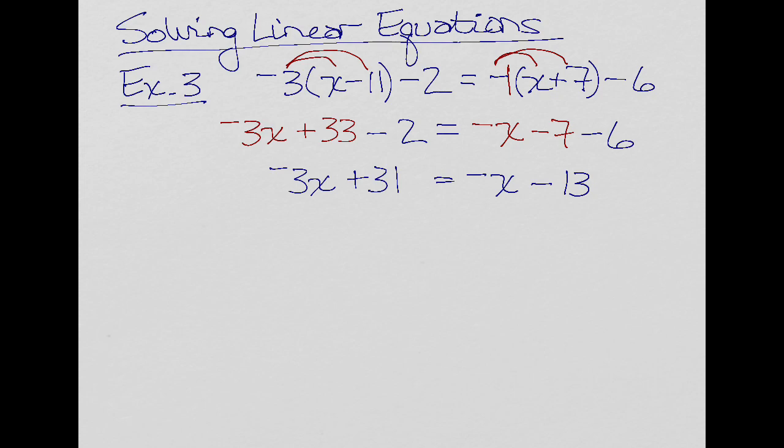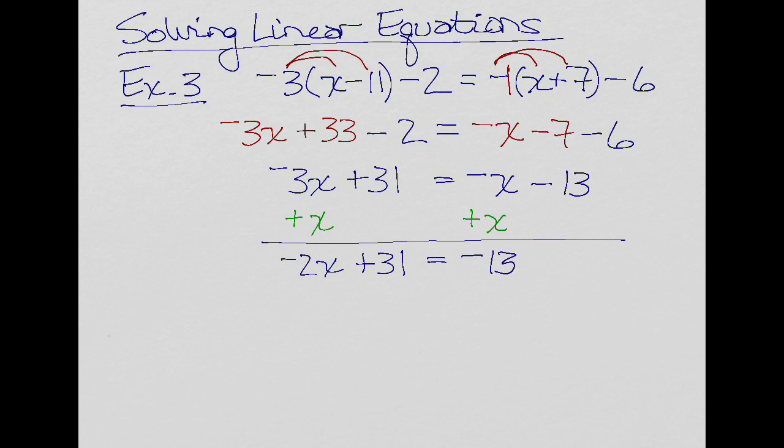Now, since I have x's on both sides of the equal sign, I want to get all the x's to one side and all the numbers to the other side. I'm going to add this x. I'm going to add 1x on each side. Negative 3x plus 1x, negative 3 plus 1 is negative 2x plus 31. On the right, negative x plus x adds up to 0. Those are gone, which is why we did that. The negative 13 is sitting there waiting patiently.